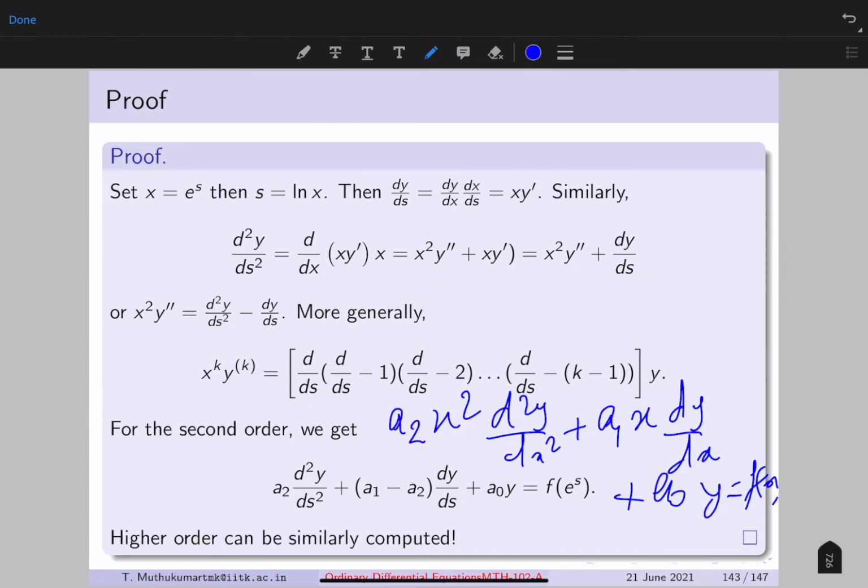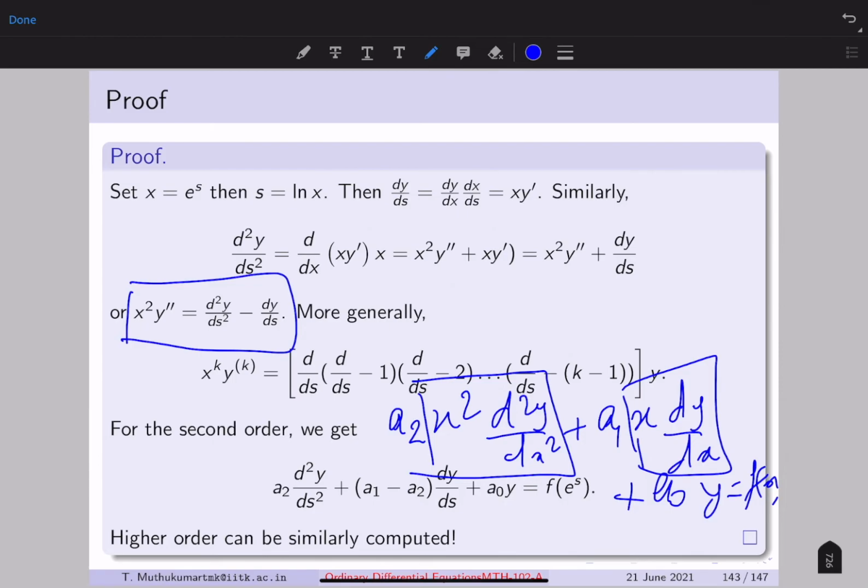Now where you have x square d square y by dx square, you use this formula. Where you have x dy by dx, you use this formula. And wherever you have y, y will remain of course y, and wherever you have x, you replace by e power s.